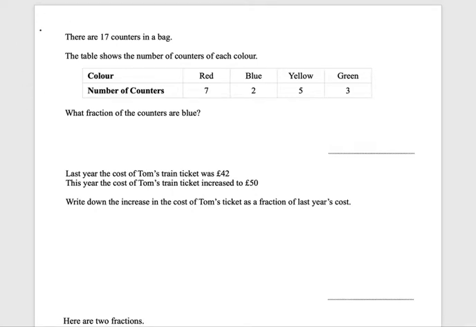Our first exam question states there are 17 counters in a bag. The table shows the number of counters of each color. What fraction of the counters are blue? Now the blue counters are over here.